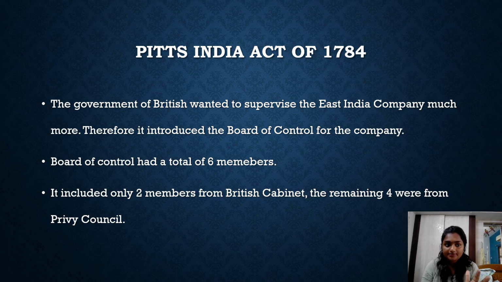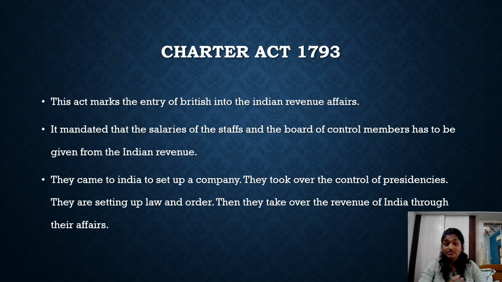So after 10 more years from the Pitt's India Act, the government is making yet another act, and it's called the Charter Act of 1793. So first, the British government is coming in. It's setting up a company, and then it is taking over the control of the presidencies. And indirectly, it means they are controlling all the important ports of India. And then they are making law. So they are bringing in laws and regulations of the British government into Indian government.